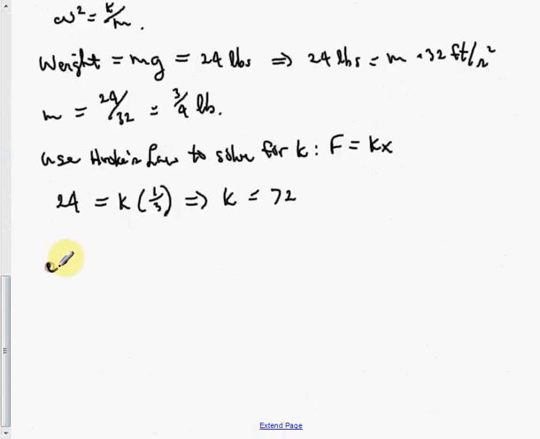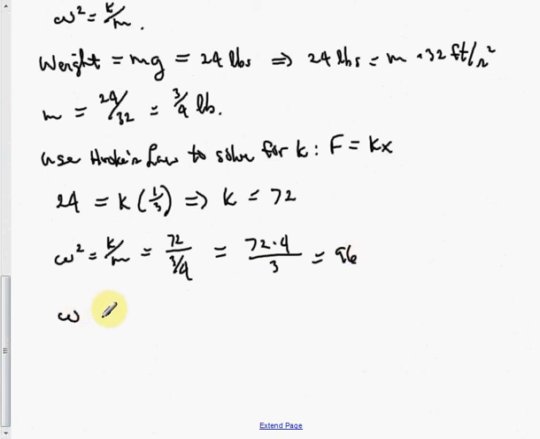So good. Now I think we have everything we need. So omega squared is equal to k over m. We get k to be 72, and m is 3 over 4. So that gives us 72 times 4 divided by 3. What is that? Is that 96? So omega is the square root of 96. What is that? 4 times the square root of 6? Help me out. Is that right?